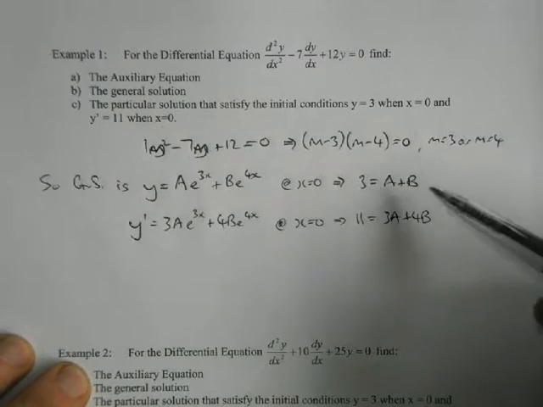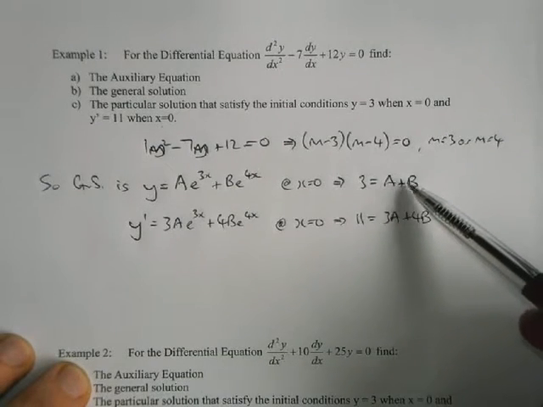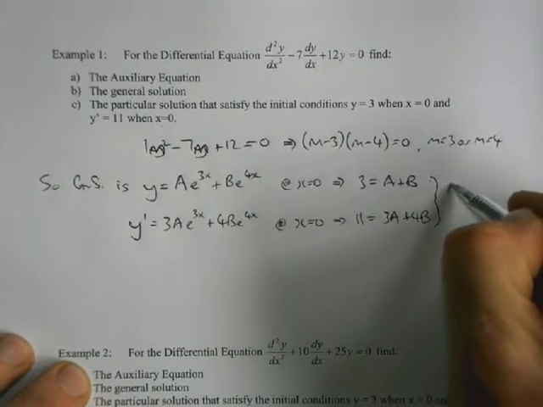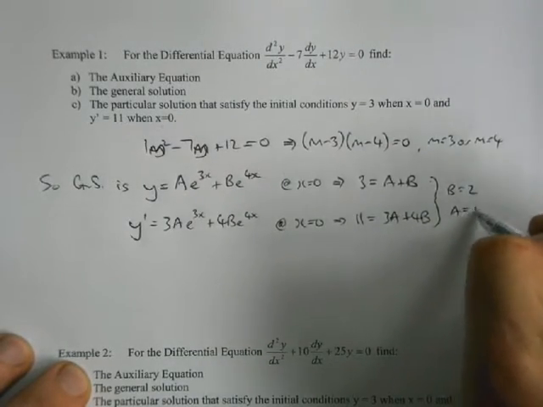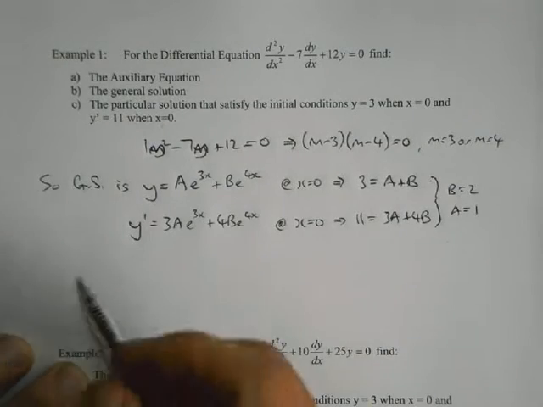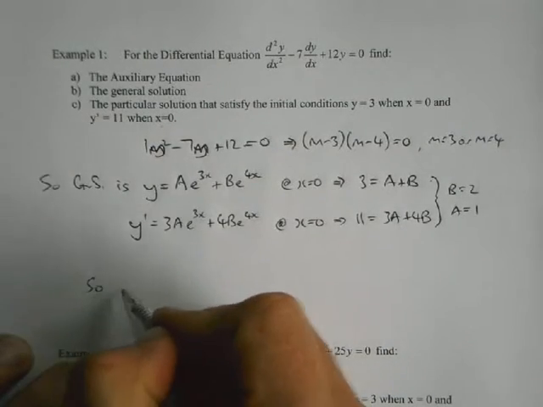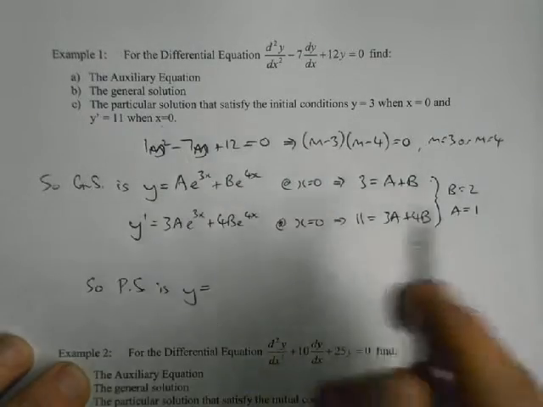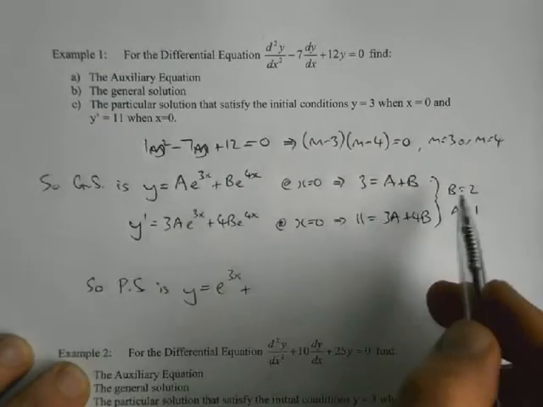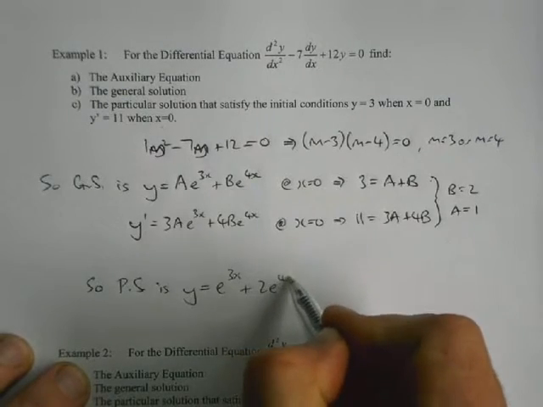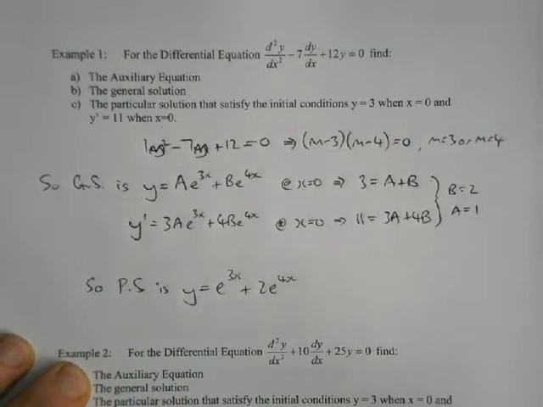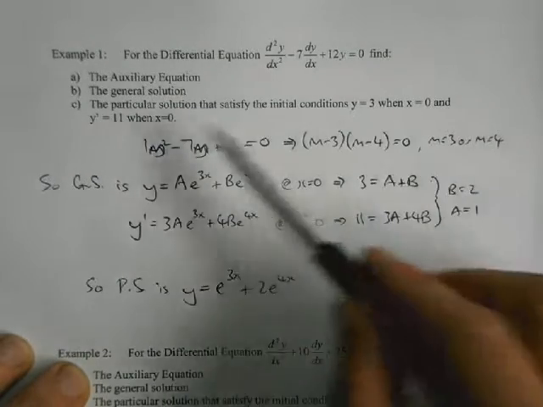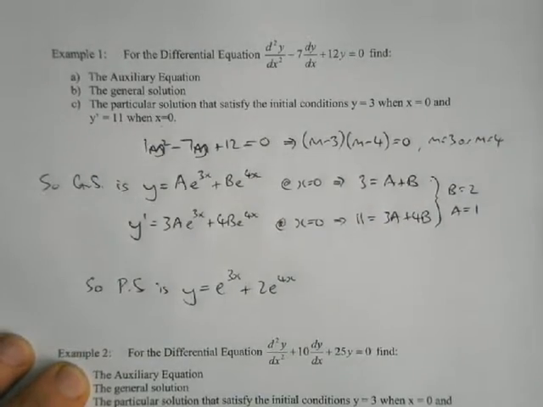You can go about doing that any way you like. I bet it's 1 and 2. Yeah, B's 2 and A's 1. So solving those simultaneous equations, B equals 2 and A equals 1. You can do it any way you like. So the particular solution is y equals A e to the 3x plus B e to the 4x, which is y equals e to the 3x plus 2e to the 4x. Okay, so that's the particular solution for this differential equation with these two initial conditions.